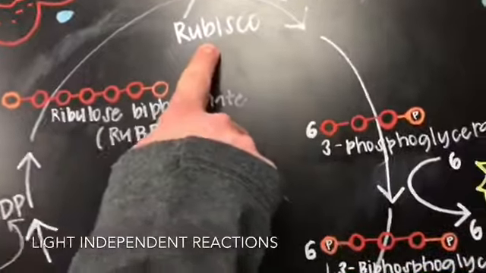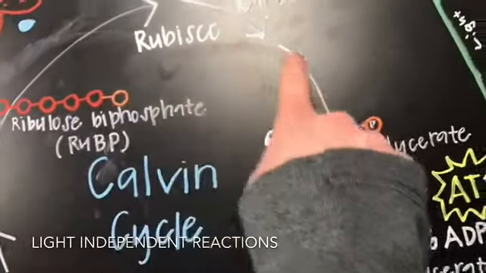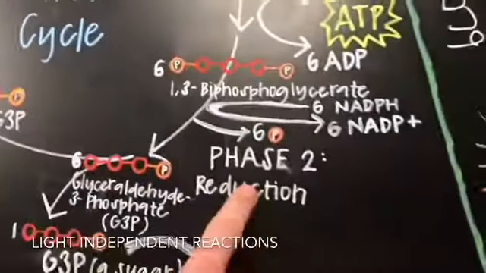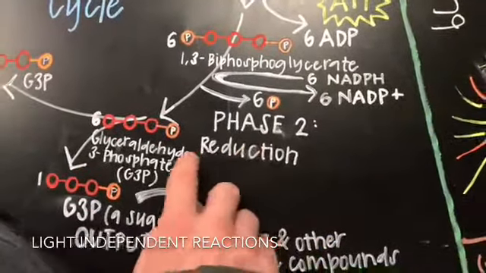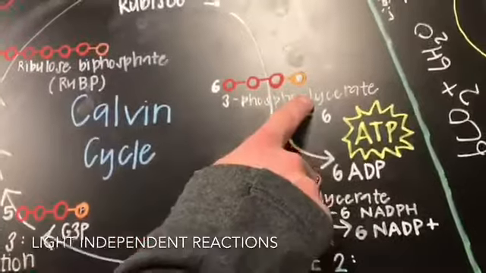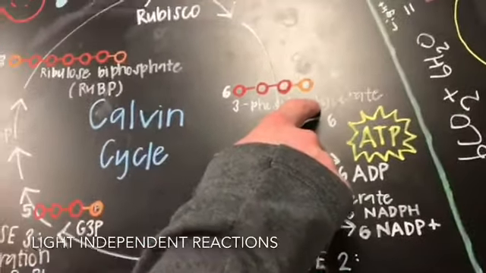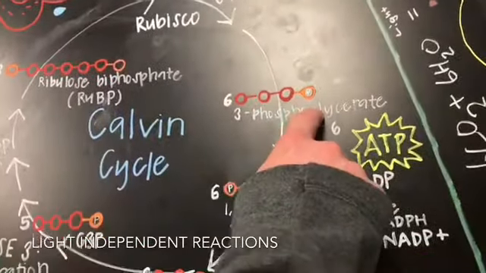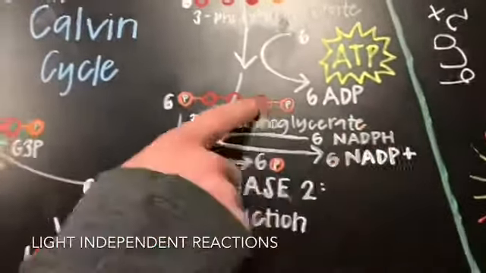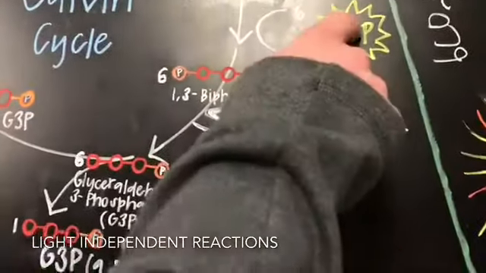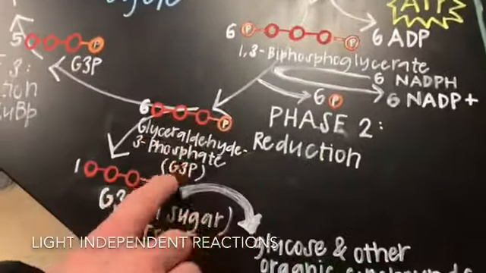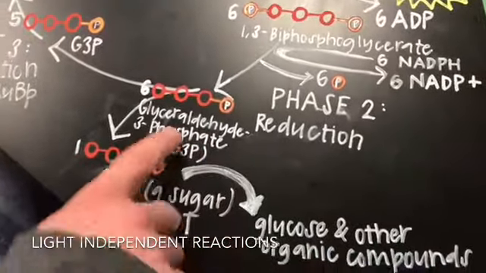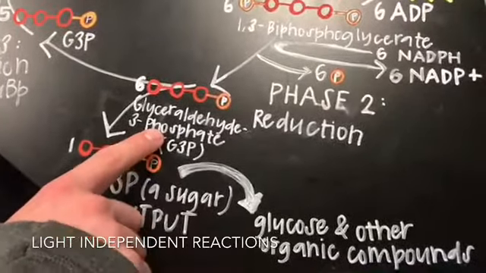Step 2 is reduction. The 3 6-carbon molecules, very unstable, split in half, forming 6 3-carbon molecules. These molecules are then reduced by gaining electrons from NADPH. ATP is required for molecular rearranging. There are now 6 3-carbon molecules, which are known as G3P or EGAL.